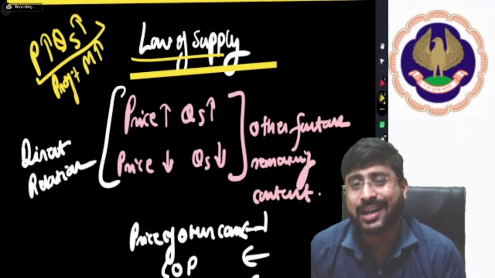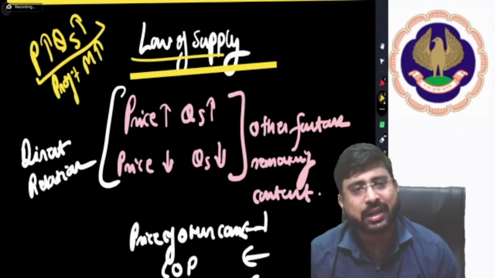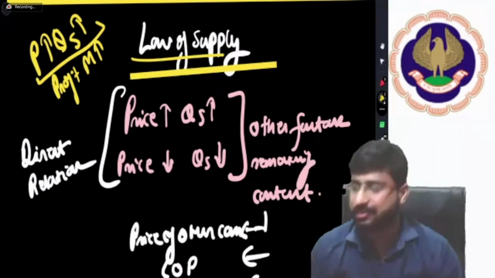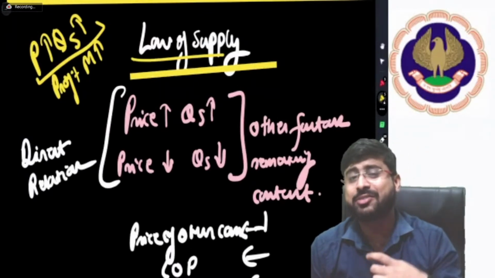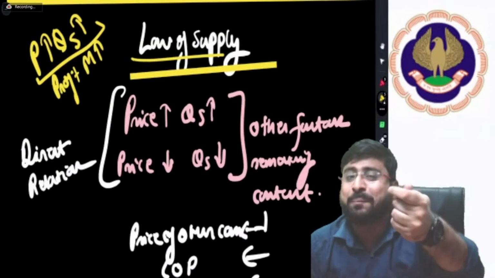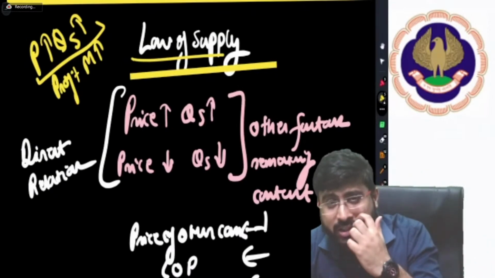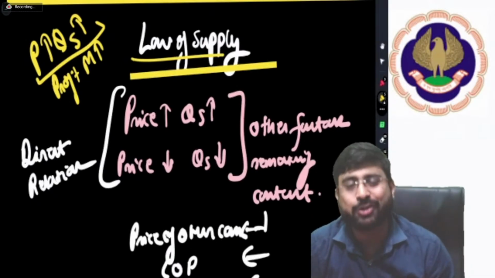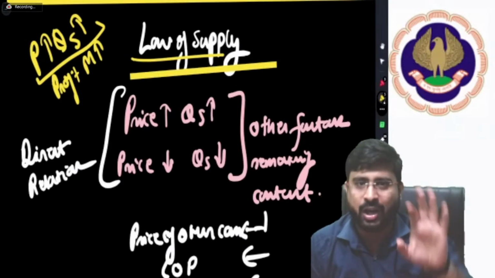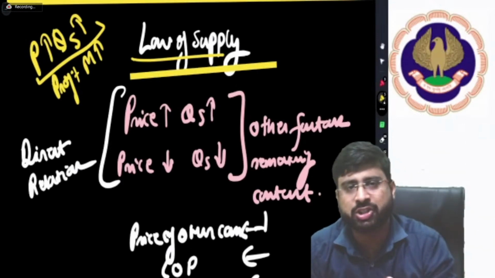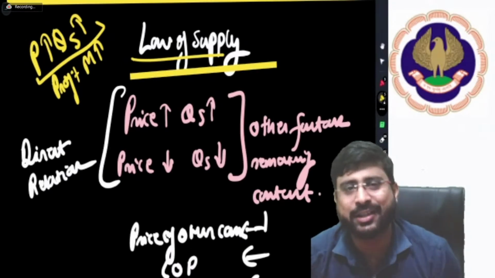Remember to write other factors remaining constant. Remember, if government is giving subsidy, the cost of making the commodity will fall, and therefore profit margin rises. So more subsidy means government is bearing the cost. If government is bearing the cost, your cost is less, so profit is more, so quantity supplied is more.